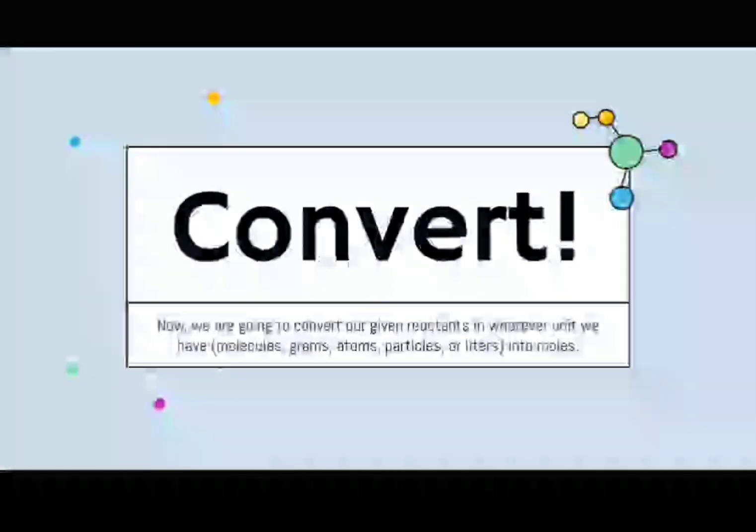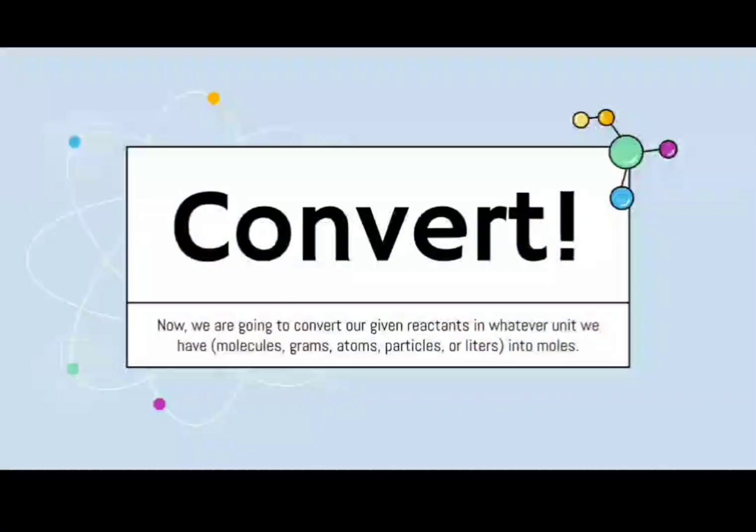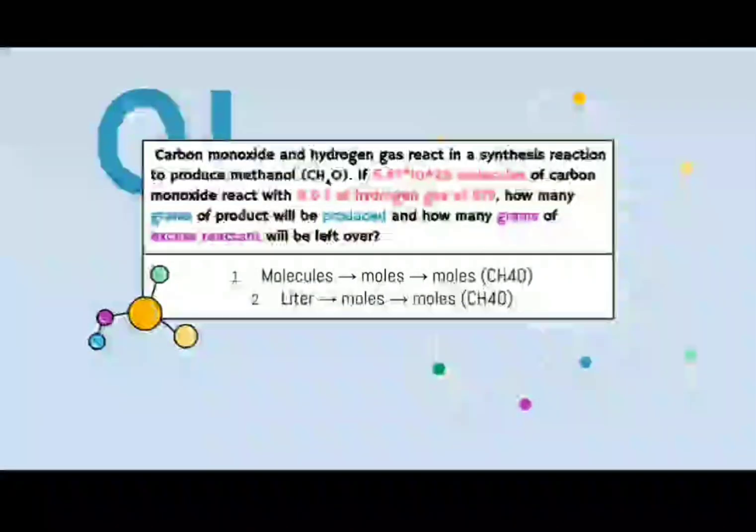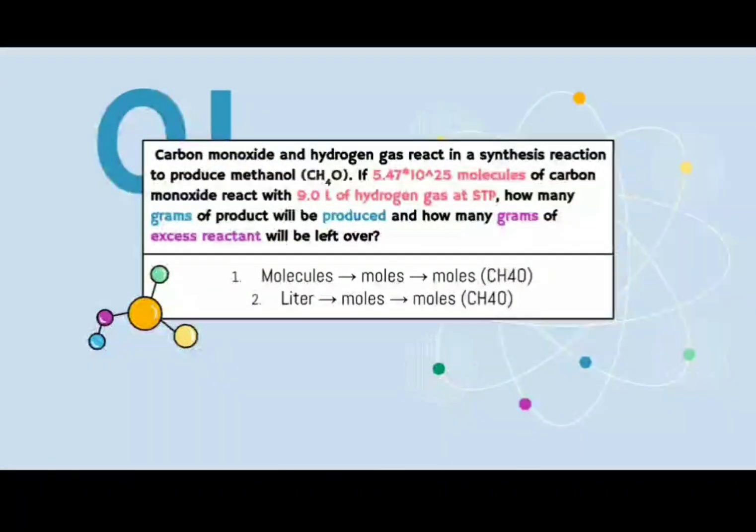Now we are going to convert our given reactants, in whatever unit we have, into moles. So for the first problem, let me read the problem first. Carbon monoxide and hydrogen gas react in a synthesis reaction to produce methanol. If 5.47 times 10 to the 25th power molecules of carbon monoxide react with 9.0 liters of hydrogen gas, that is H2, how many grams of product will be produced and how many grams of excess reactant will be left over?